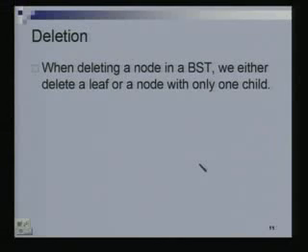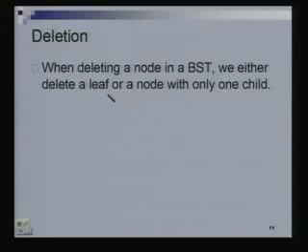Okay, so now let's look at deletion. In a binary search tree, when I delete a node, we had 3 cases, if you remember. I am deleting a node which is a leaf, or I am deleting a node which has only one child, or I am deleting a node which has 2 children. When I delete a node which has 2 children, what did I do? I went to the successor of that node. I copied the content of the successor into that node and I deleted the successor.